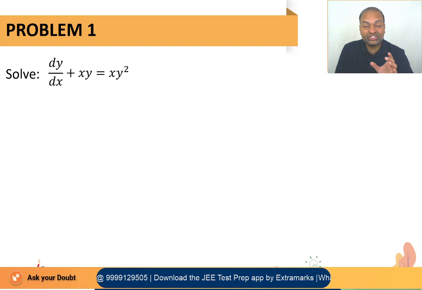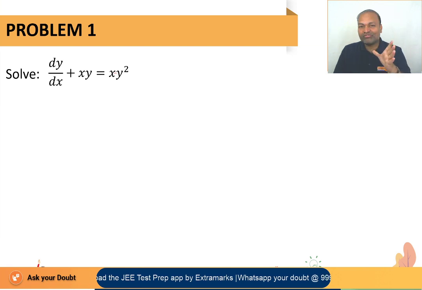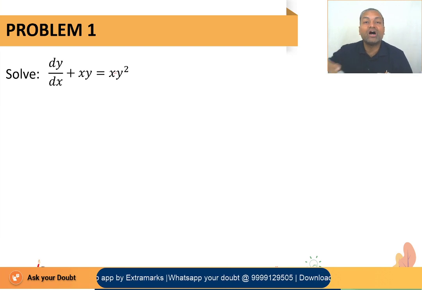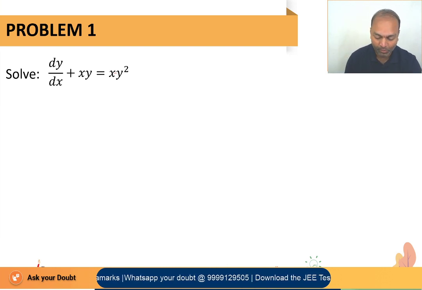So the first question, you observe this one. dy by dx plus x into y is equal to x y squared. What about our first step? Eliminate the y part on the right hand side. What is the function of y here? y square. Eliminate y square. How to eliminate y square? Dividing both sides by y square.